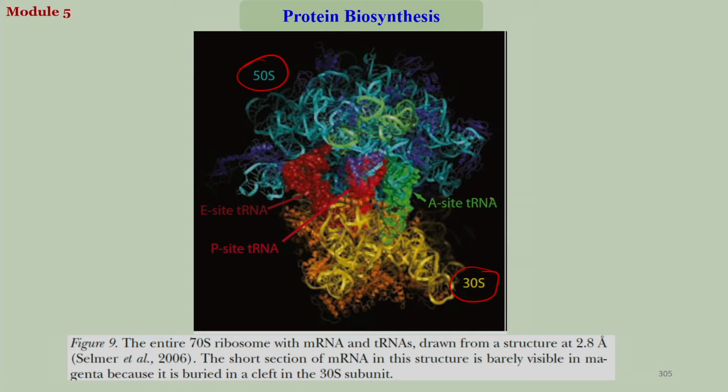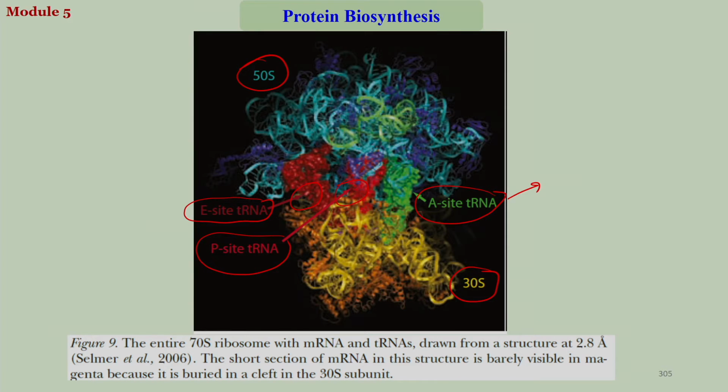One of these is called the A site. This is the A site where a particular tRNA will come and bind. There is the P site here, which is also a space where another tRNA will come and bind, and then there is a third one called the E site, where there is a little bit of space for another tRNA. So, each ribosome contains three sites: A site, P site and E site.